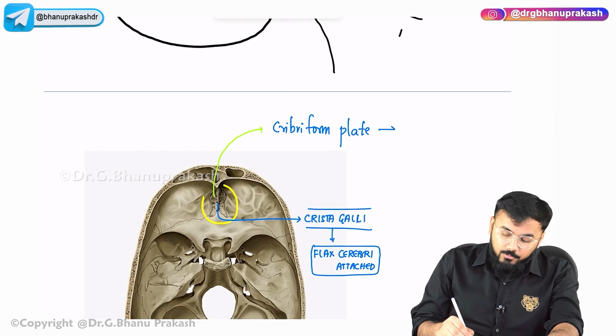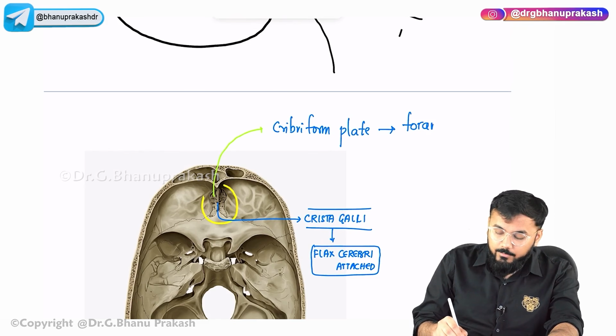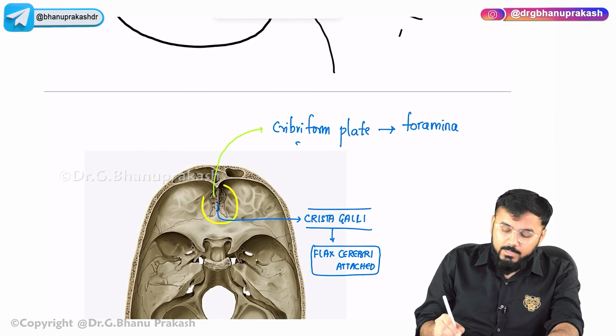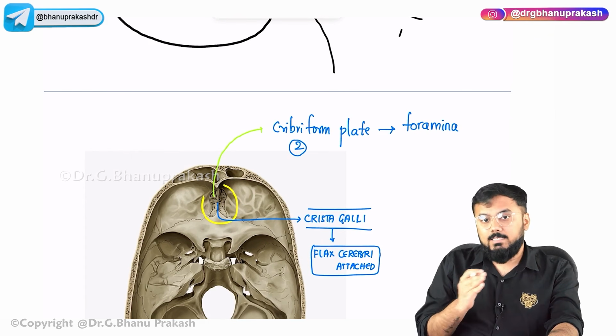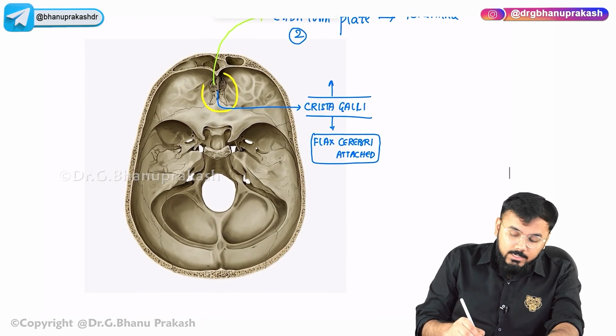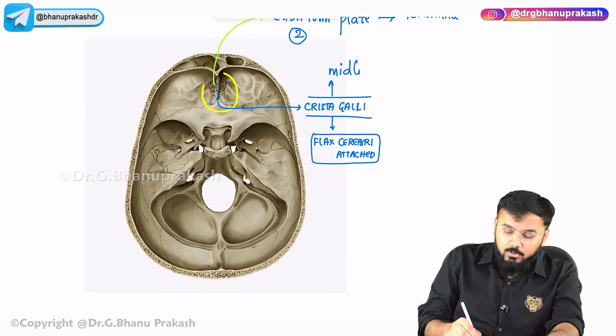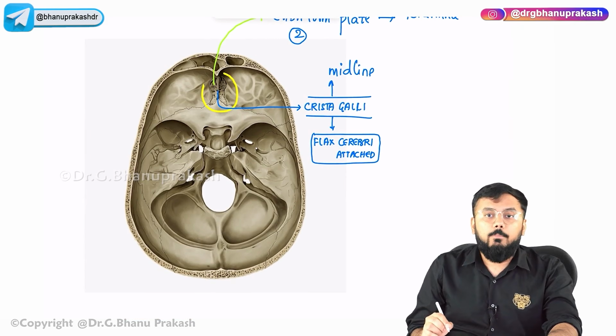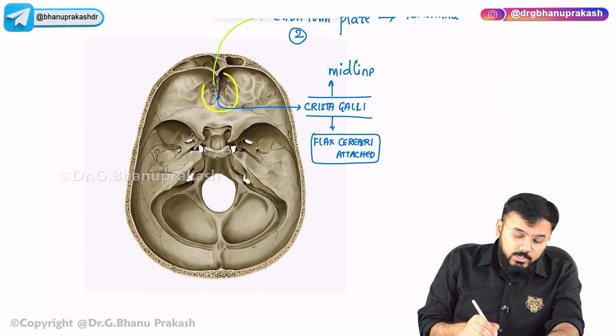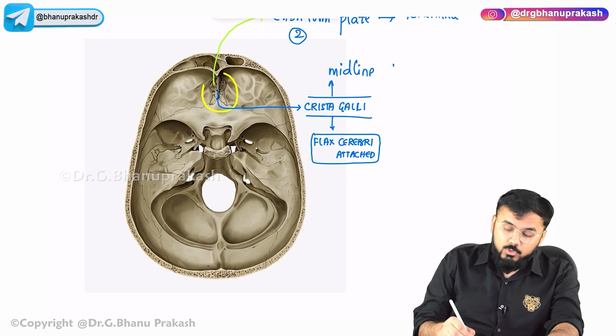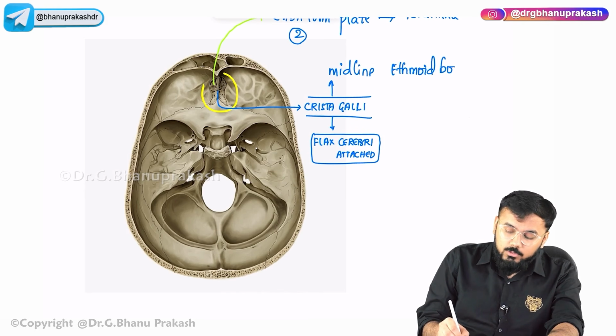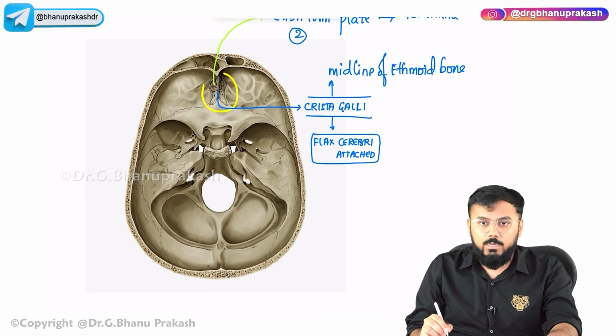The cribriform plate is the one which is having foramina. So how many cribriform plates are there? Two, one on either side of what? Crista galli. It means crista galli is located in the midline, yes or no? Crista galli is located in the midline. By the way, which bone is this first of all? This bone is called the ethmoid bone. So crista galli is located in the midline of the ethmoid bone over here.